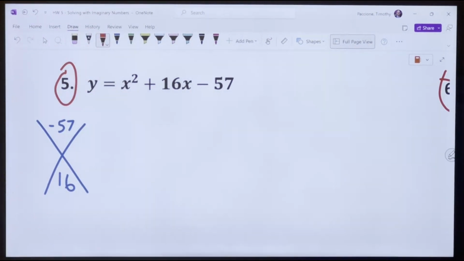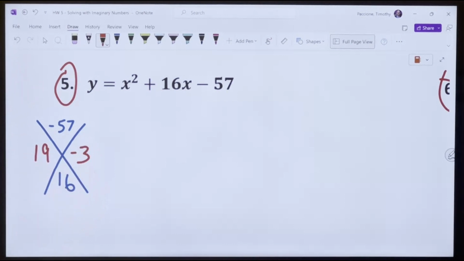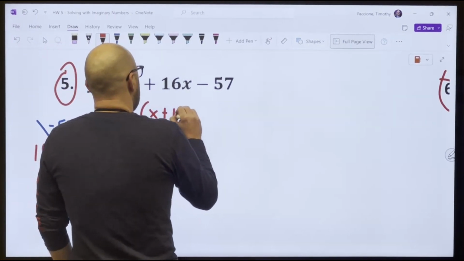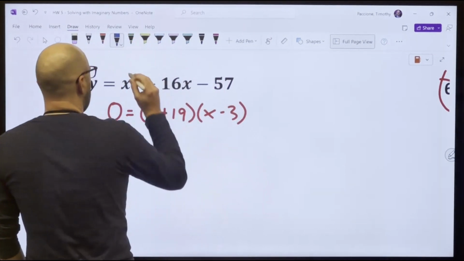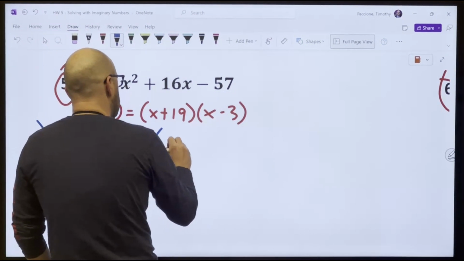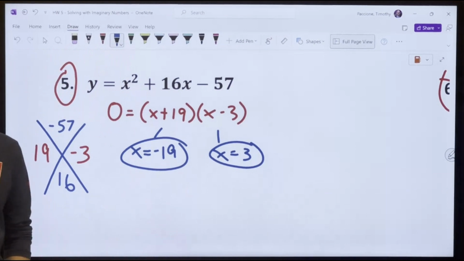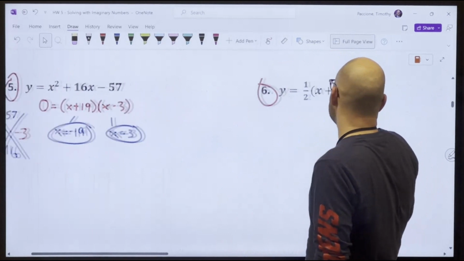Does anybody know what these numbers are? It is 19 and negative 3. So those two numbers multiply to give you the top, add to give you the bottom. Again, that was kind of hard to figure out. It might have taken you a little bit, and after today, you'll have another option if you couldn't figure it out. Okay, x equals negative 19, x equals 3. Two real solutions, two x-intercepts. Okay? All right, number 6.